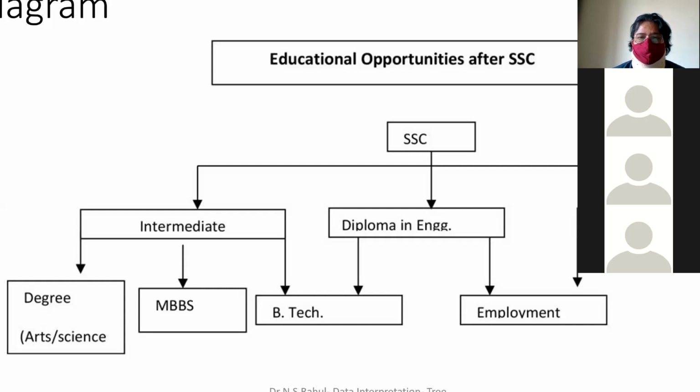This tree diagram gives us information about educational opportunities after SSC. After SSC, students have many options like inter, diploma, and ITI. In intermediate, you can choose MPC, BIPC, MEC, etc. Then they can do degree in the groups you took in inter. You can also choose diploma in various branches like EC, EEE, hotel management, etc. Later, you can do BTech.